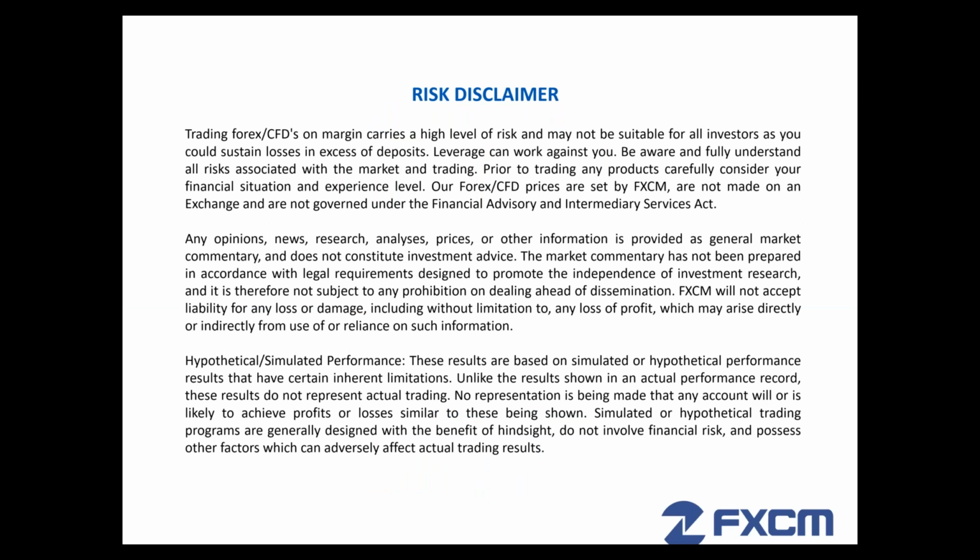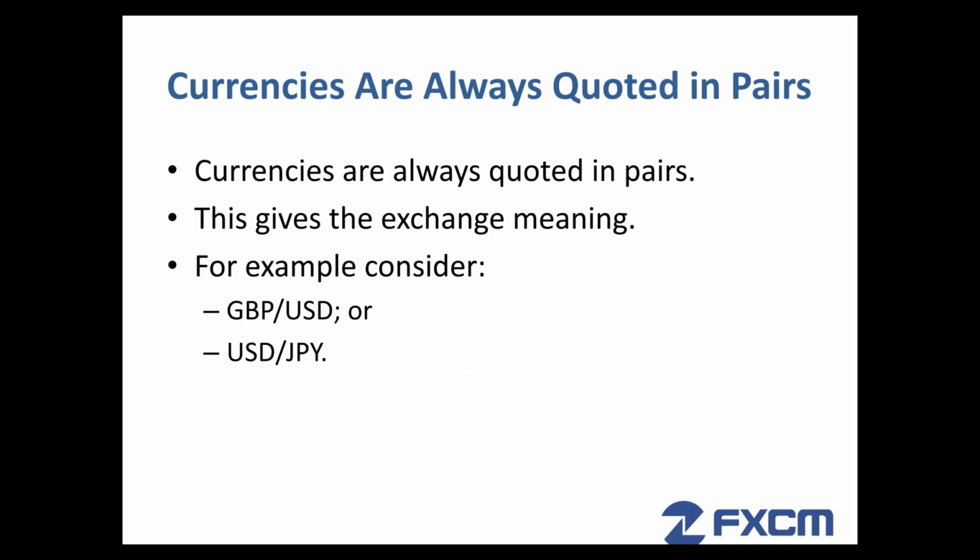Okay, thanks very much. Now, we know from the last video that currencies are always quoted in pairs, and this is necessary because the exchange gives the currency meaning. So we know in the example of pound to the US dollar or the US dollar to the Japanese yen exactly which currency is being valued against which currency, right?